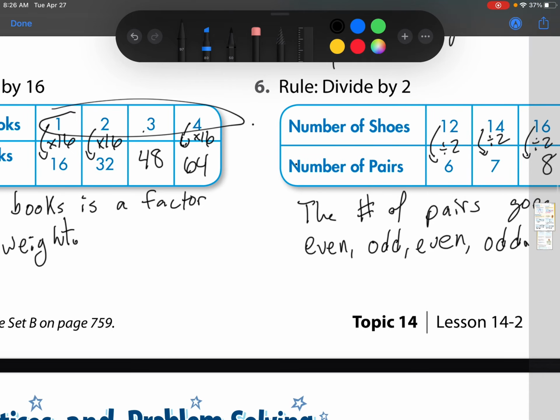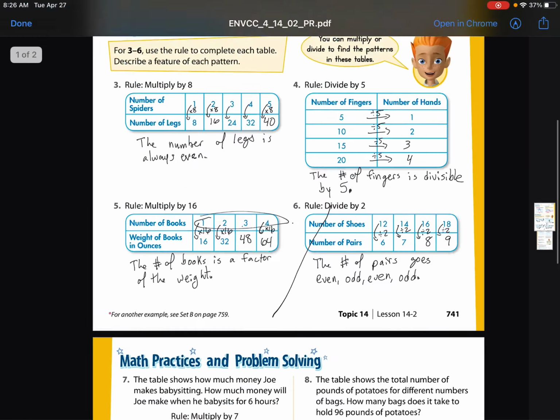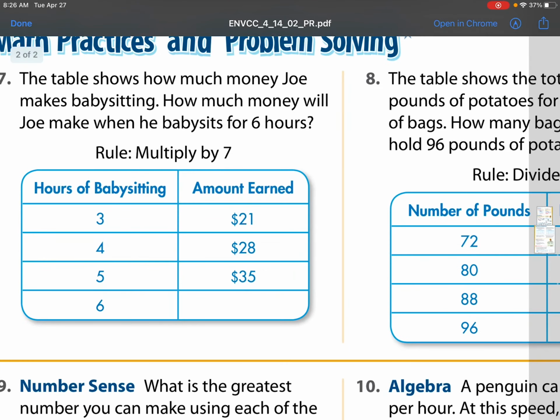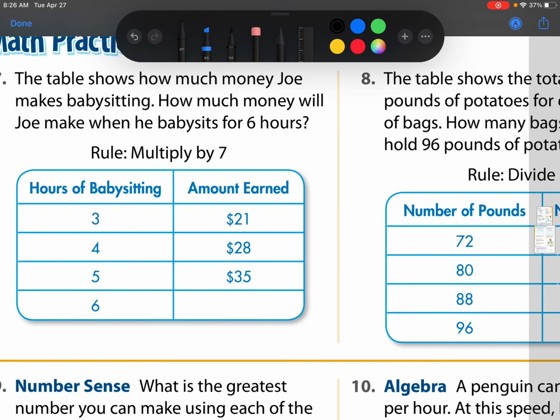Let's head to our back page now. Here we go. The table shows how much money Joe makes babysitting. How much money will Joe make when he babysits for 6 hours? So what's nice is, again, they're giving us the rule. They're saying our rule is we multiply by 7.